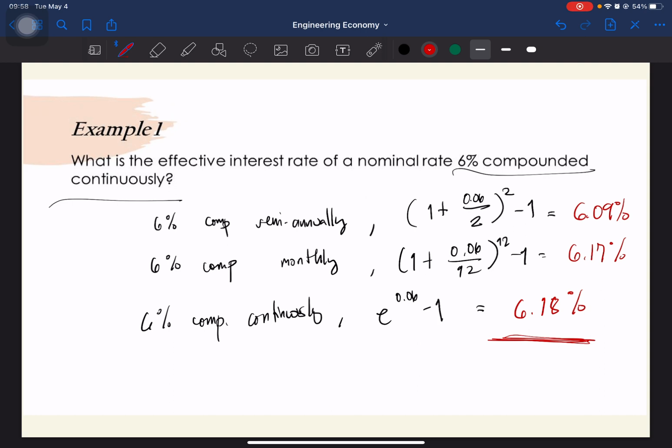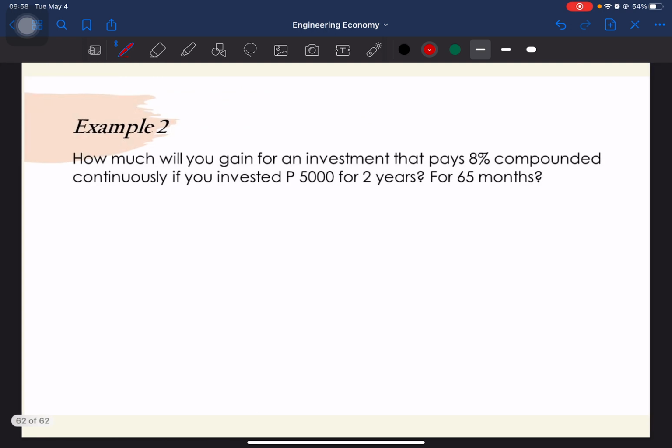Okay? Pinakita na natin kung paano gamitin yung effective interest rate. Next is example number 2 and the last example for this topic. How much will you gain for an investment that pays 8% compounded continuously if you invested 5,000 pesos for 2 years or for 65 months?